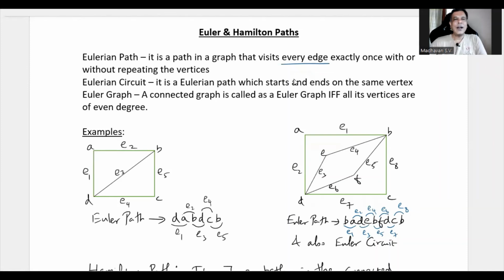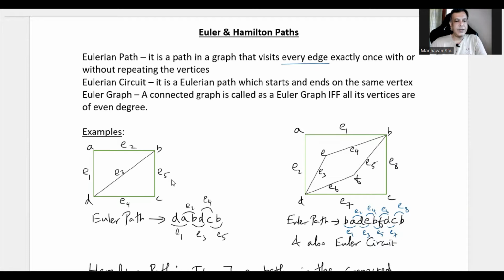In this video, we'll understand about Euler and Hamilton paths. What is an Eulerian path? It is a path in a graph that visits every edge exactly once, with or without repeating the vertices. Consider this example. It has 4 vertices, A, B, C, D, and then edges E1, E2, E3, E4, E5.